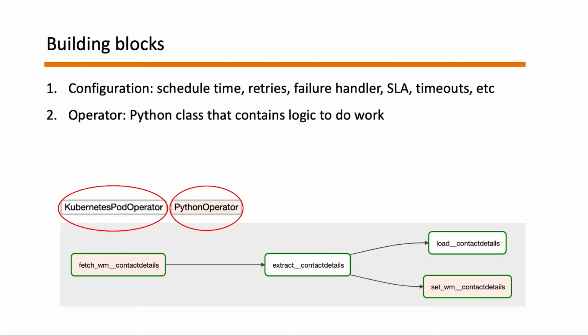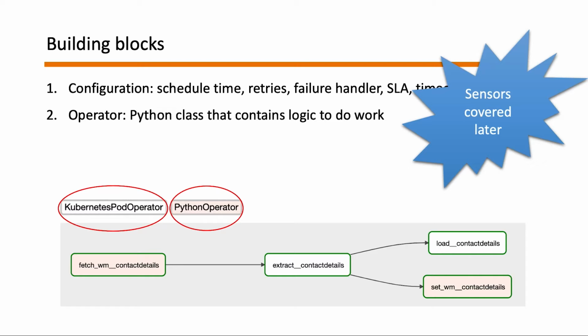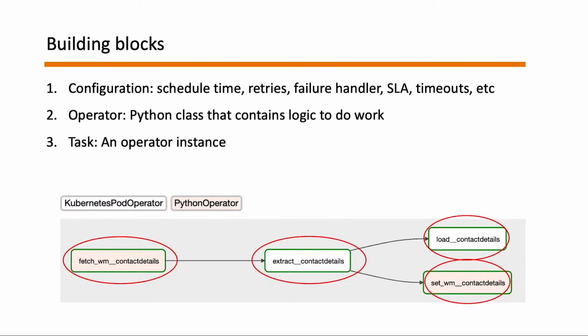The other thing is the operator, which is a Python class that contains the logic to do work. In this example, we can see we have Kubernetes pod operator and Python operator. There are sensors as well, but we are going to cover that in later videos. Then we have tasks, which is an instance of an operator. As you can see in the example DAG below, we have two instances of Kubernetes pod operator and two instances of Python operator.